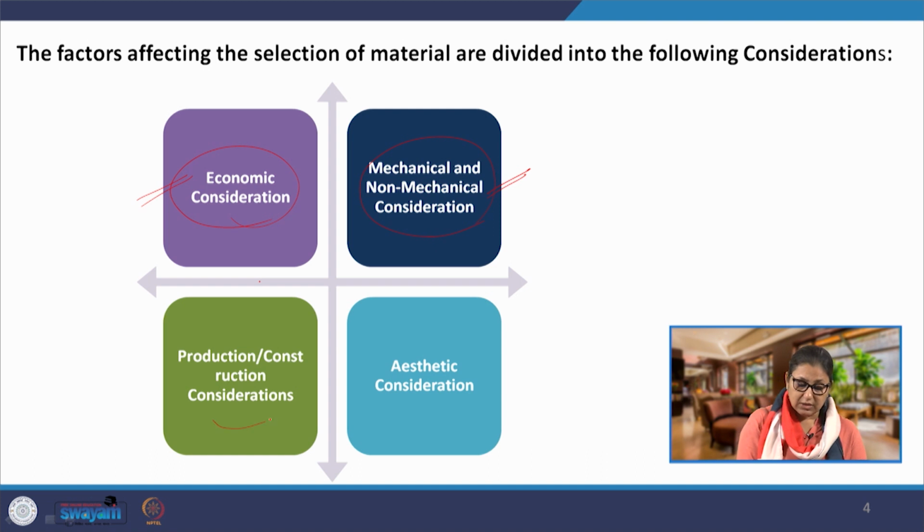Then we are also looking at the production and construction. This is where most of the sustainability part comes in. When we are talking about green buildings, the selection of materials is actually being driven from the parameters considered here. And of course, we have the aesthetic consideration which is kind of an underlying thing which always stays there.